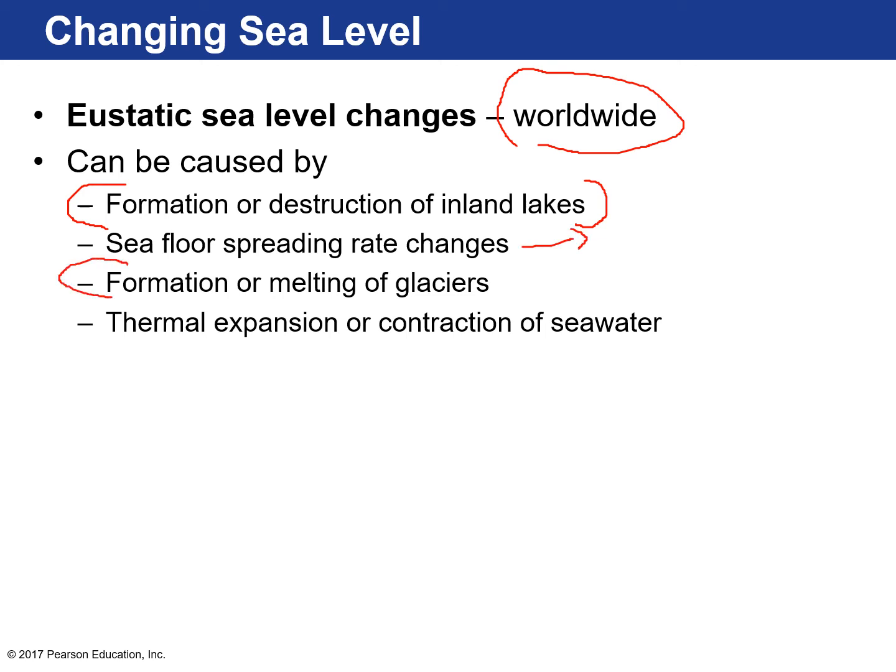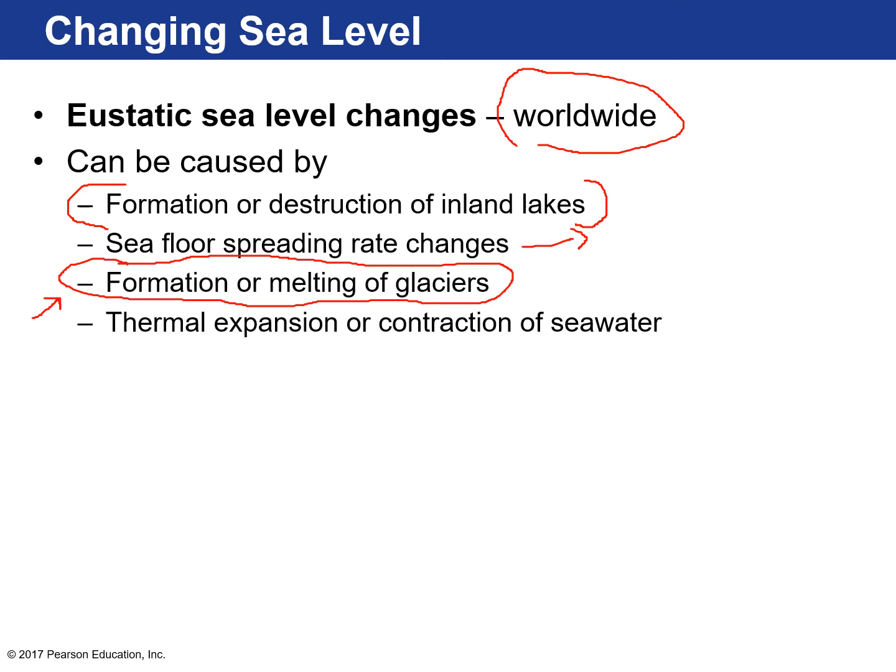And then here, formation or melting of glaciers. This is the changing of Earth's climate. When we're in an interglacial period like we are now, major ice caps, continental glaciers, and alpine glaciers are melting, and all that water is going into the ocean. As a result, sea level will rise.